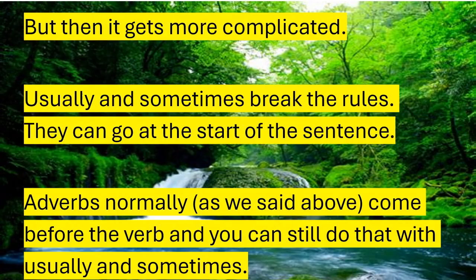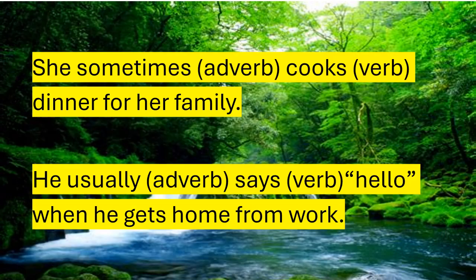But then it gets more complicated. Usually and sometimes break the rules. They can go at the start of the sentence. Adverbs normally, as we said above, come before the verb, and you can still do that with usually and sometimes. She sometimes, adverb, cooks, verb, dinner for her family. Or he usually, adverb, says, verb, hello when he gets home from work.